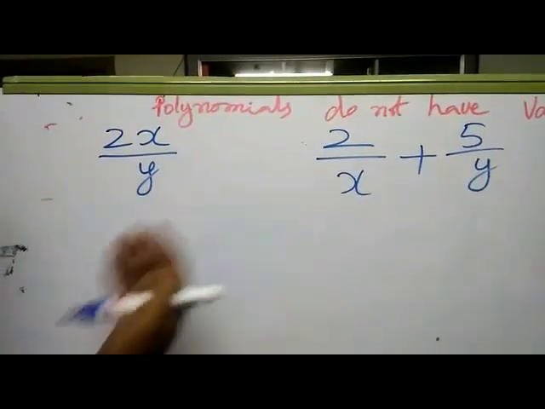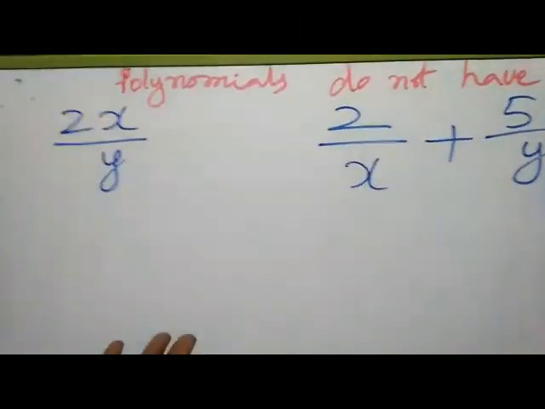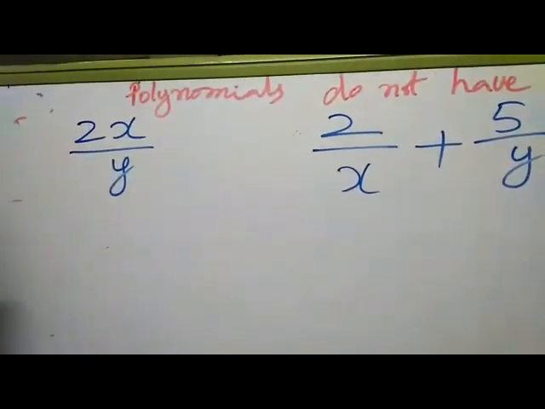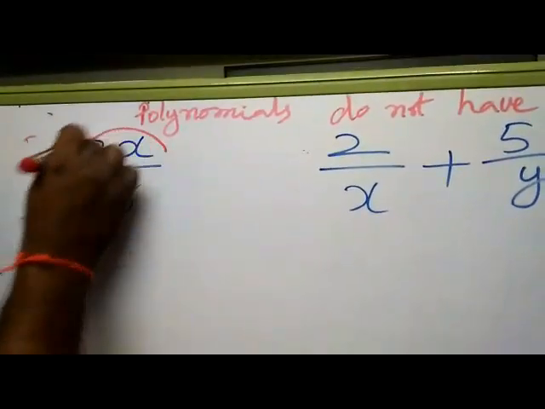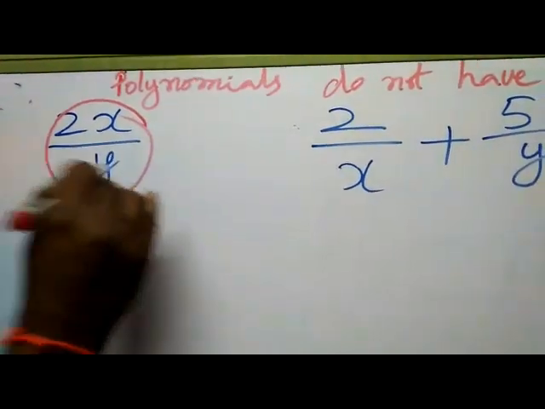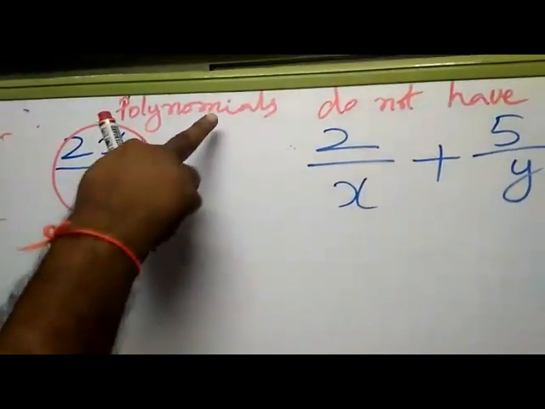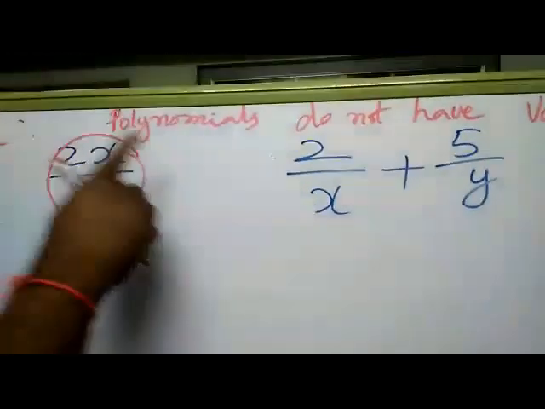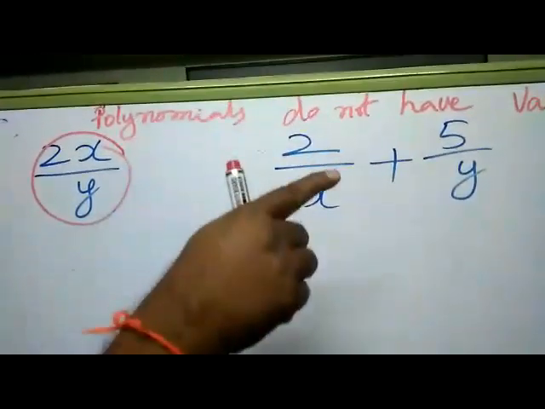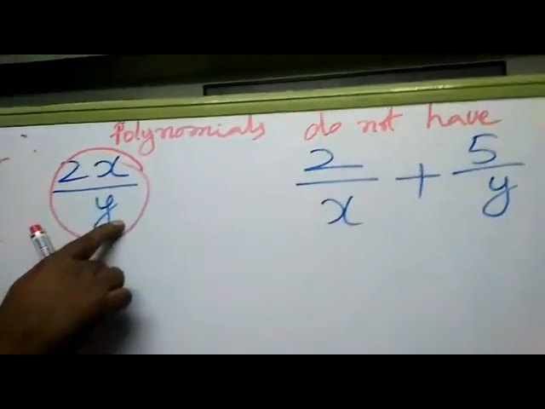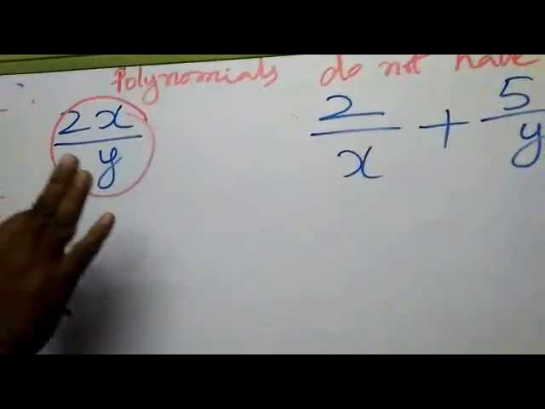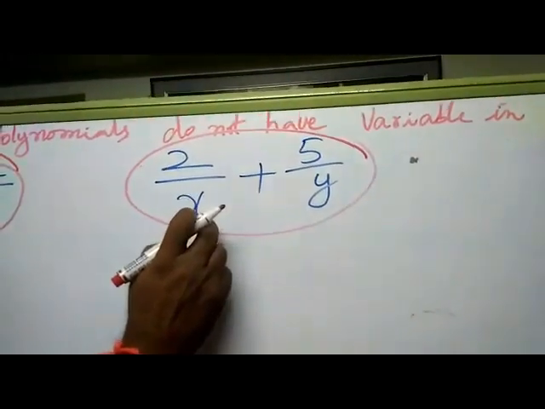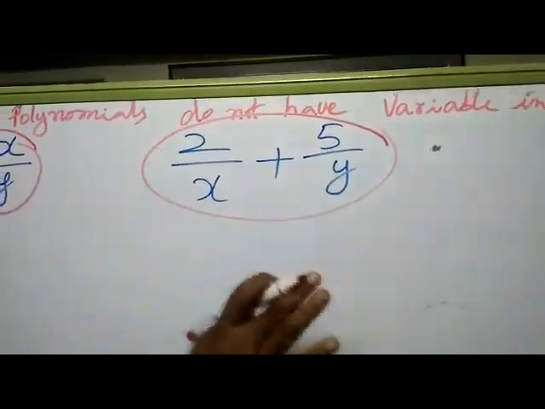These two are also algebraic expressions, but whether they are polynomials or not, we are going to check. Take 2x by y. Is 2x by y a polynomial? It is not a polynomial. Why? Because polynomials do not have a variable in the denominator. In the denominator, a variable is there. That's why it is not a polynomial. In this second example also, denominator variables are there. That's why this is also not a polynomial.